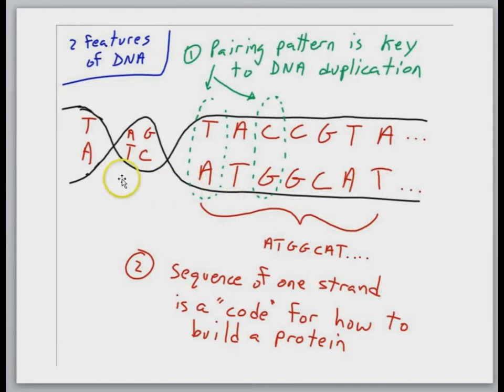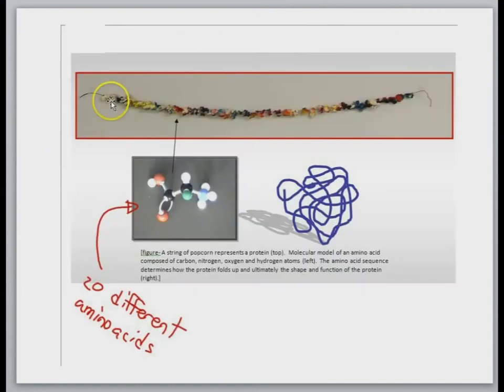Now to figure out how that works, we need to take a look at what a protein is a little more carefully. Here we have a little model of a protein. It's a bunch of popcorn kernels on a string, and each kernel would represent one of the building blocks of proteins, and those are molecules called amino acids. So here we see an amino acid, and there are 20 different kinds of amino acids that make up the proteins in our cells. So a protein is a chain molecule, right?